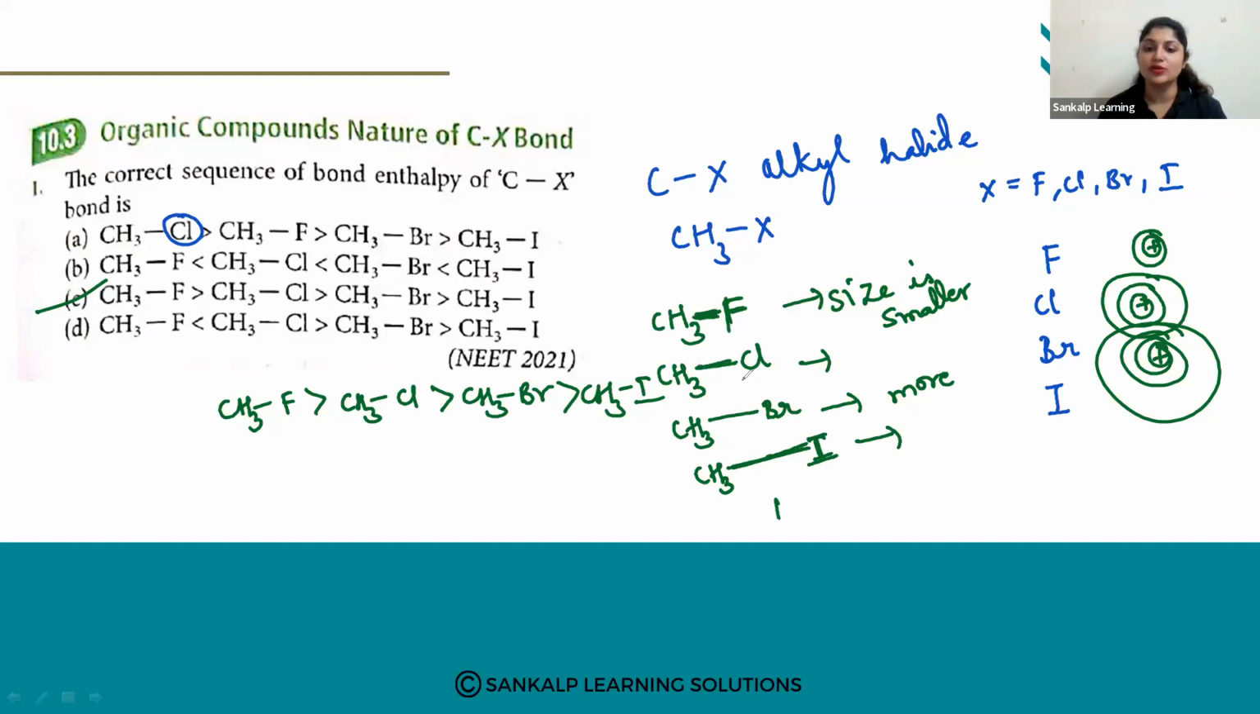As you go down the group, as the atomic size increases, the bond length goes on increasing. As the bond length increases, what will happen? As the bond is longer, it will be weaker, and it will be easier to break. So C is the correct answer.